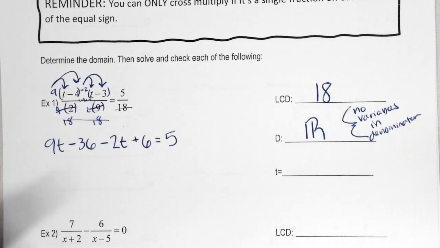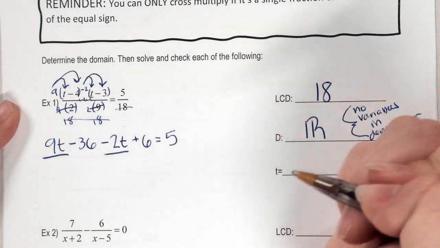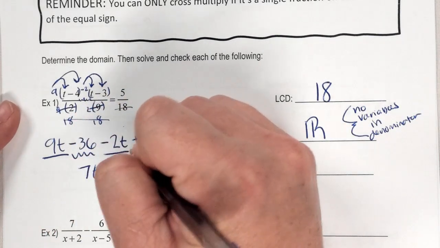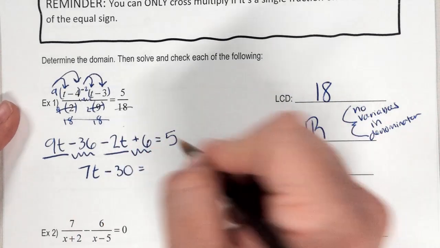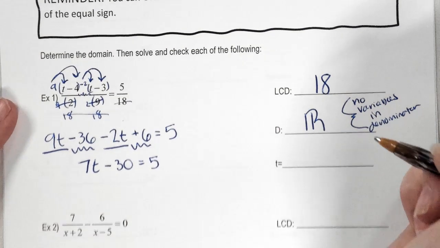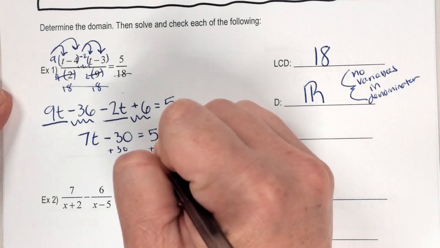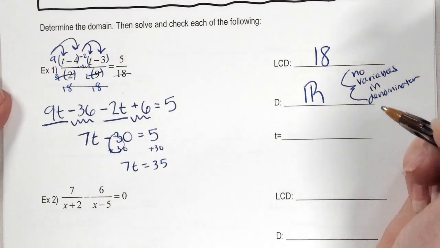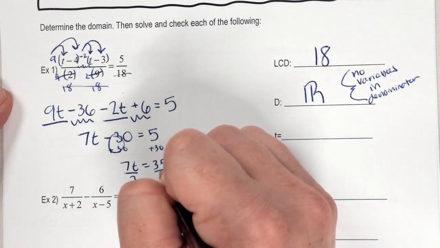Now, can I solve that? Yeah, nothing's squared, so I don't have to get it equal to 0. I just have to solve for t. So what's 9t minus 2t? 7t. And then what's negative 36 plus 6? Negative 30. Equals 5. Now what? Add 30 to both sides. And I get 7t equals 35. Last step. Divide both sides by 7. And what do I get?